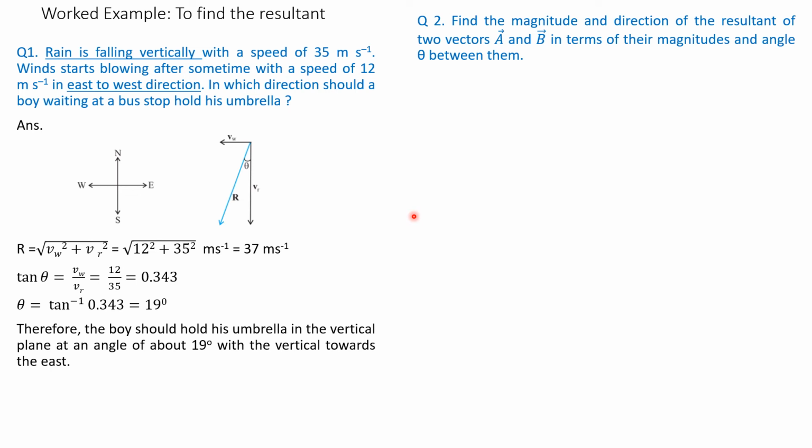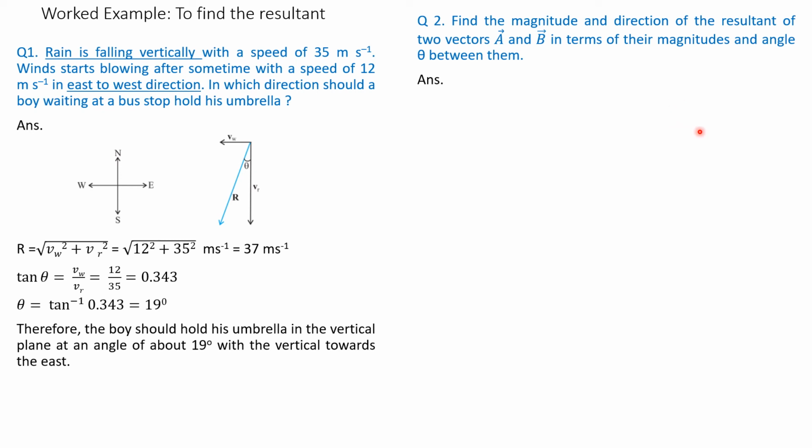In the next question, we will find the resultant of two vectors A and B in terms of their magnitudes and angle theta. This is a standard derivation. Maybe you will get a question of about 5 marks. Let us find it. So, question number 2, I will read it once again: find the magnitude and direction of the resultant of two vectors A and B in terms of their magnitudes and angle theta between them. Please see the figure shown on the screen.